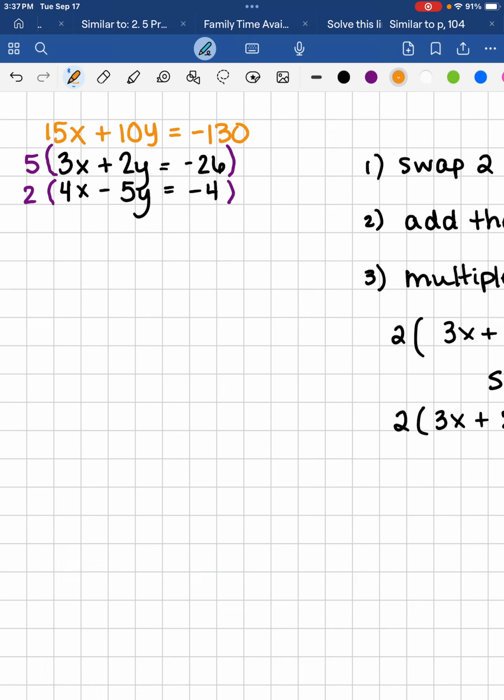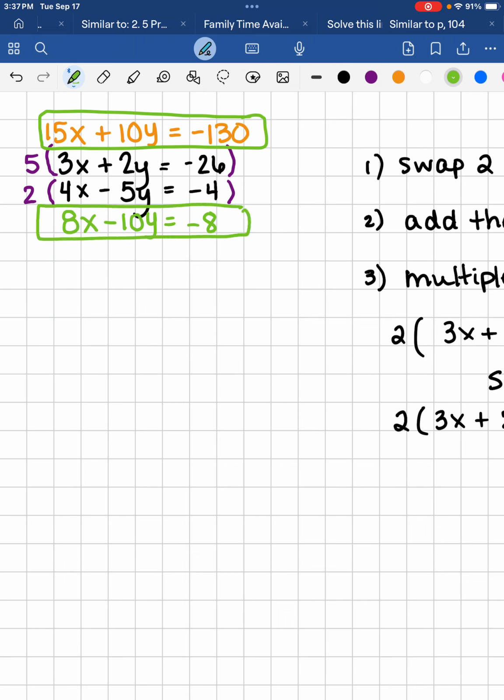Okay, so then the equation below, I'm going to do in another color. That's going to be 2 times 4x, which is 8x. 2 times negative 5y, which is negative 10y. And then 2 times negative 4, which is negative 8. So now I have these two new equations here, this one and this one. The values of x and y have not changed, but these equations are multiples of my original equations.